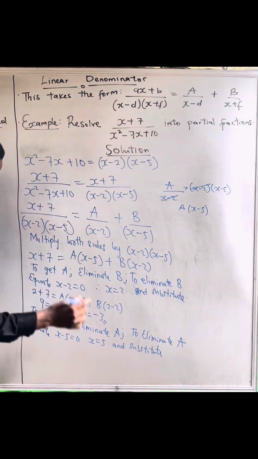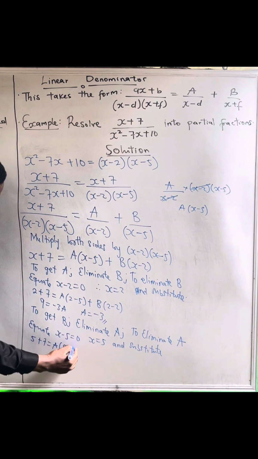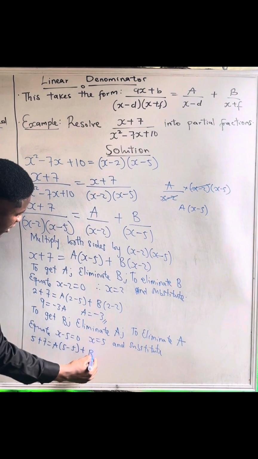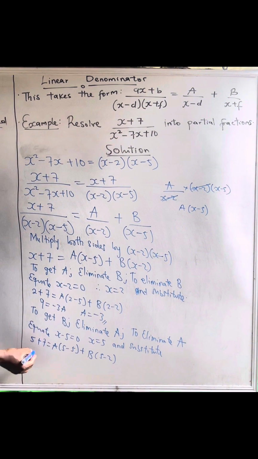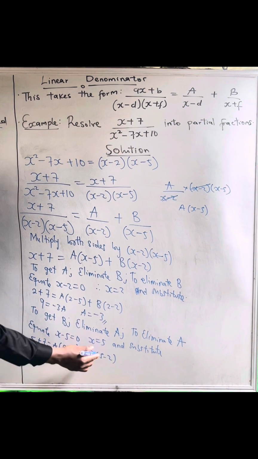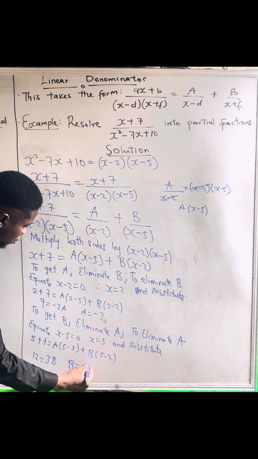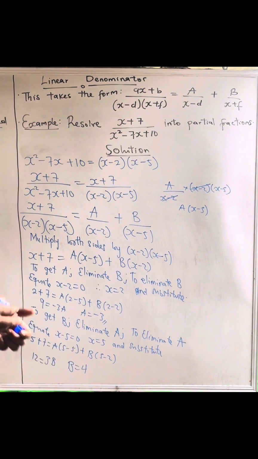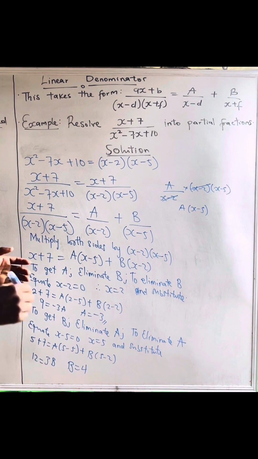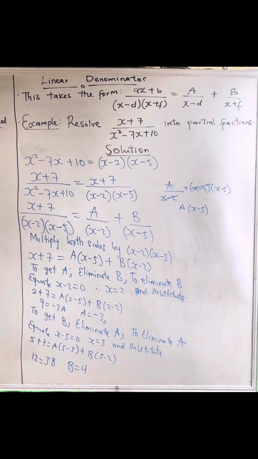So if I substitute this x equals 5 into this equation, I'm going to get 5 plus 7 is equal to A times (5 minus 5) plus B times (5 minus 2). 5 minus 5 is 0. So this will be 12 is equal to 3B, and our B is equal to 4. So this simply means that A is equal to minus 3, B is equal to 4. So my final answer will now be that I'm going to substitute the value of A and the value of B into this. And that's the final answer.